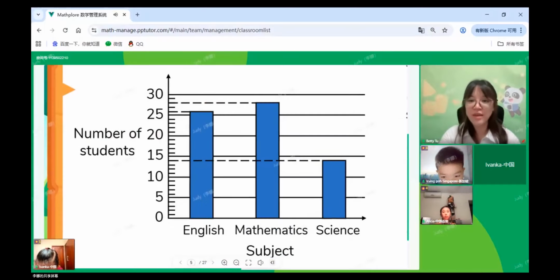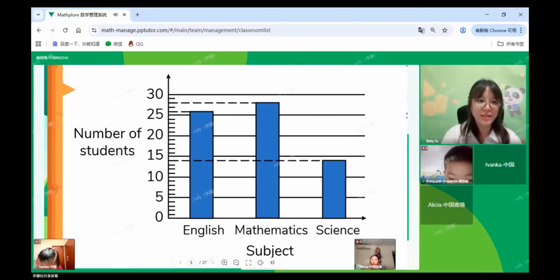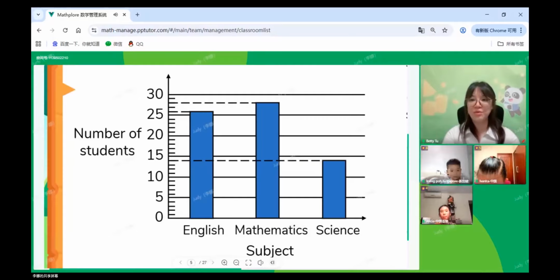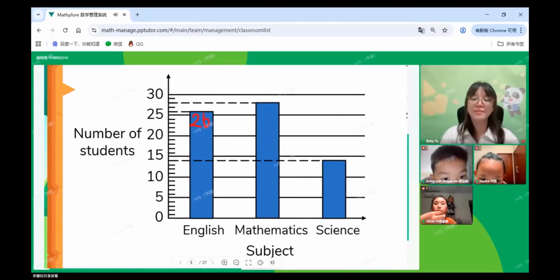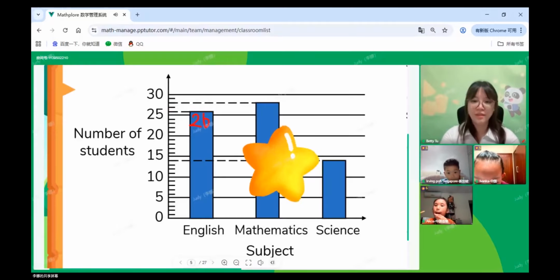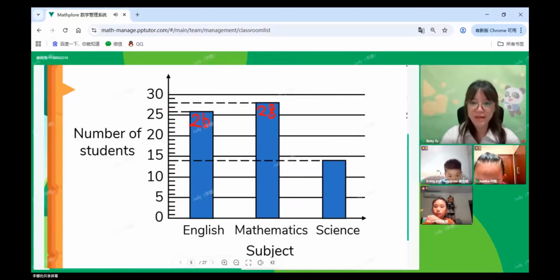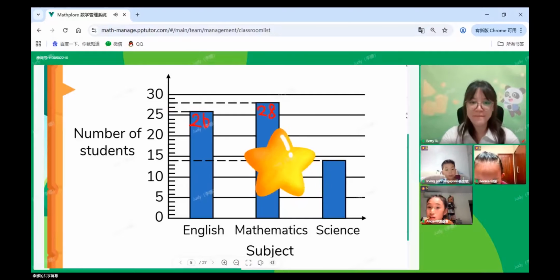First, can you tell me how many students voted for English as their favorite subject? 26. Ivanka, how about you? One more scale than 25. Good, 26. Then how about mathematics, everybody? 28. Good, 28. How about science? 14. Good.